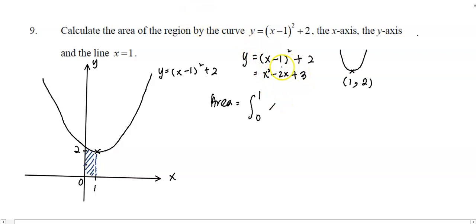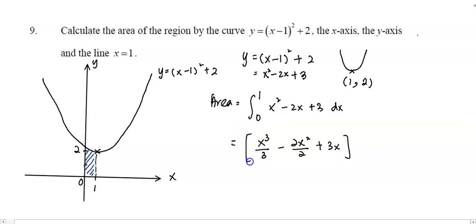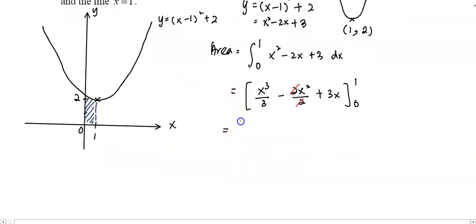Just put in the expanded form inside. We have x squared minus 2x plus 3. Integrate with respect to x. You have x cubed over 3 minus 2x squared over 2 plus 3x. We can see that the 2 over here can be simplified, so cancel off the 2 and put in your lower limit and upper limit. Then you are preparing for the substitution of the upper limit minus the substitution of the lower limit.